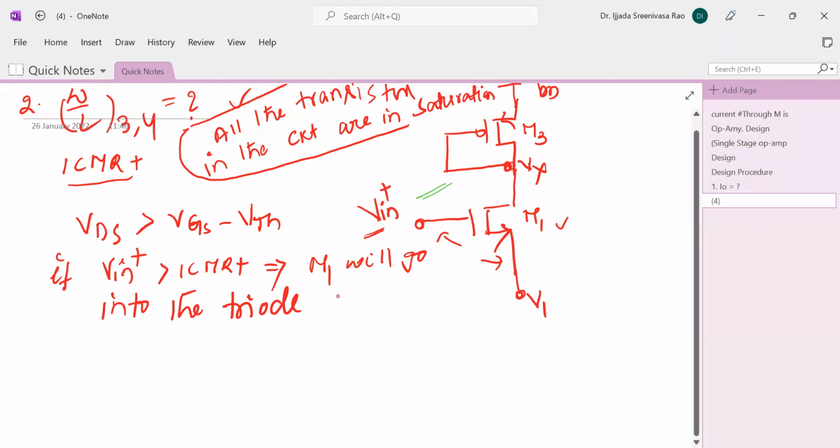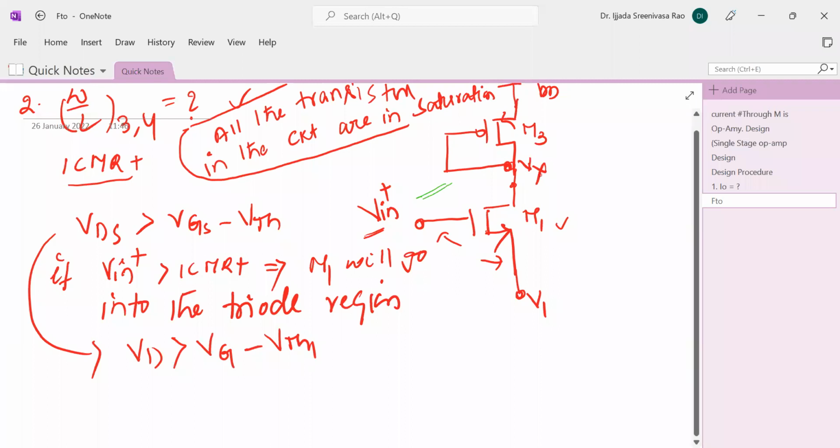Triode region. So that's why you should not apply more than that value. As per this condition, VDS should be greater than VGS minus VTH. VDS means the drain voltage of M1, so VD is greater than VG minus VTH1. So what is the VD value?